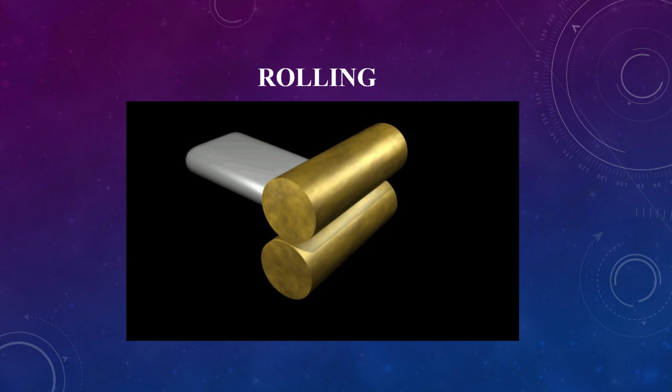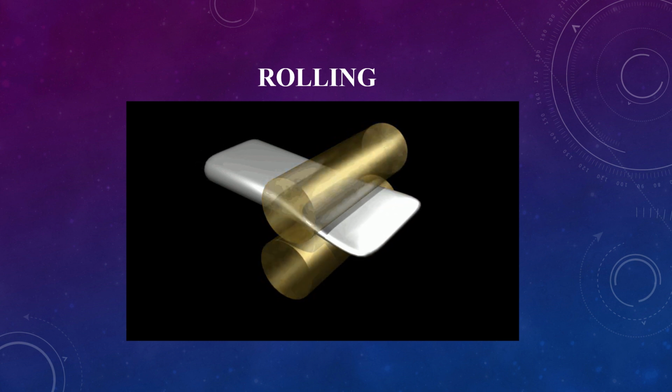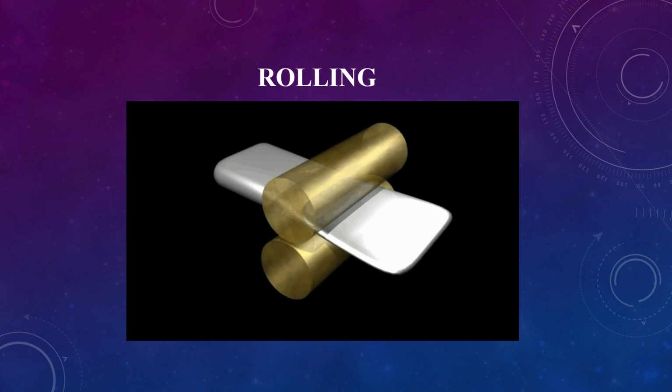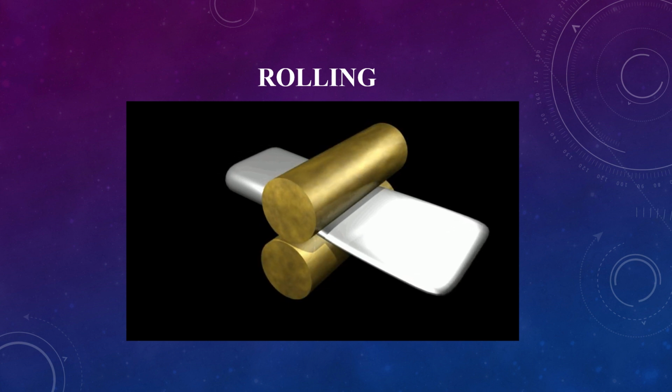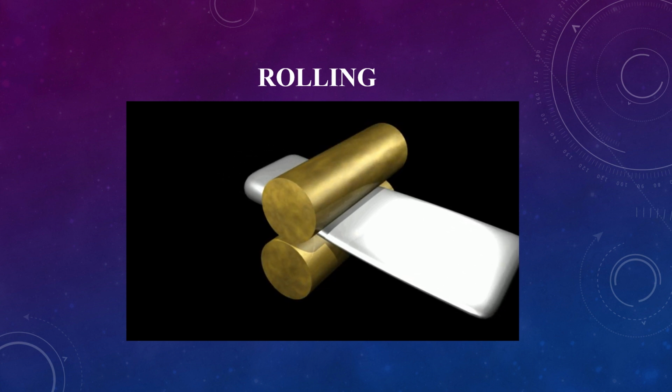Initially, we have inserted a thick material into the rolls and now from the other side, its dimension is reduced and we are getting a thinner sheet through the rolling process.